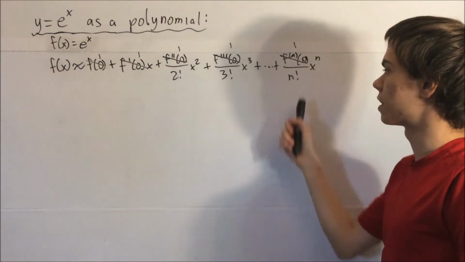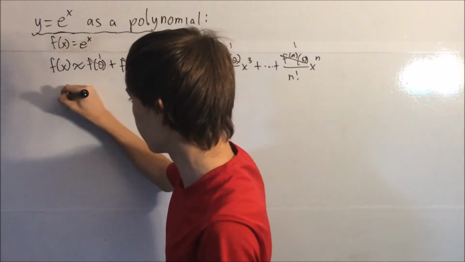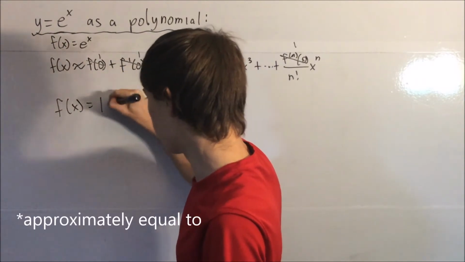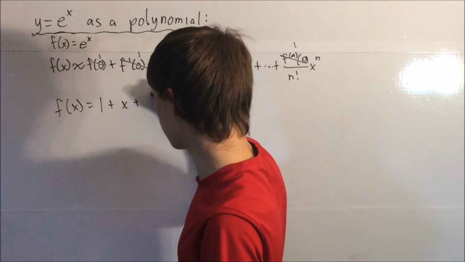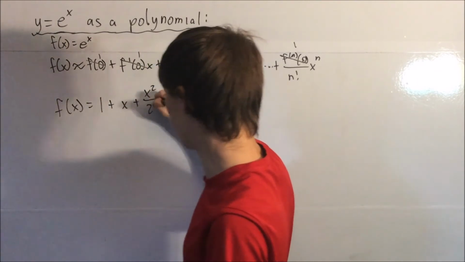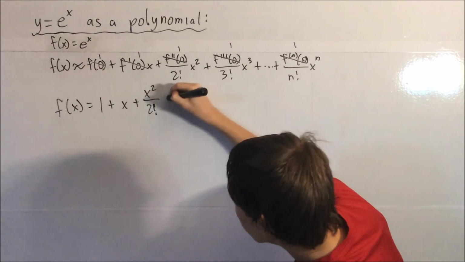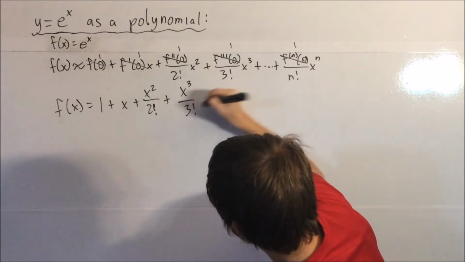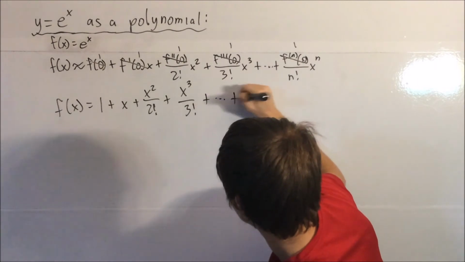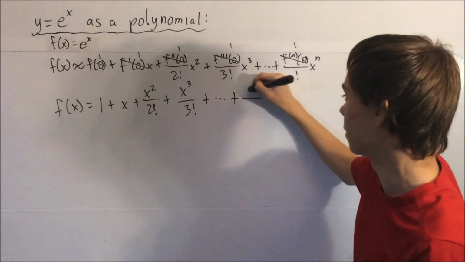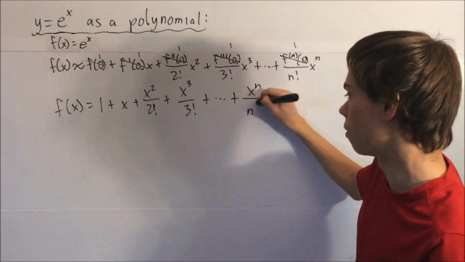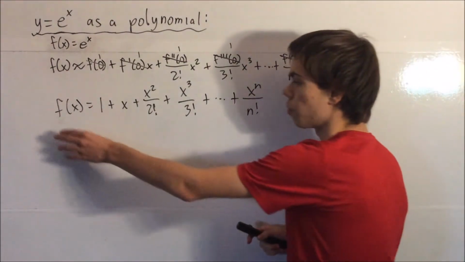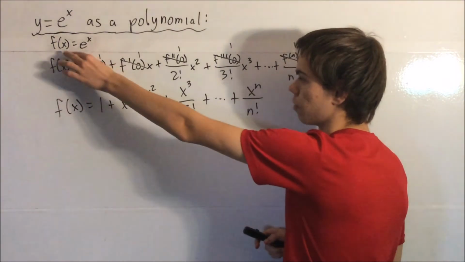So now that we know this, we're basically just rewriting this as f of x is equal to 1 plus x plus x squared over 2 factorial plus x cubed over 3 factorial plus, we keep going until we reach some n value, x to the n over n factorial. So we can see that this is what we get if we know f of x equals e to the x.